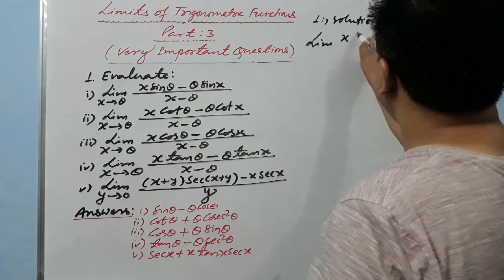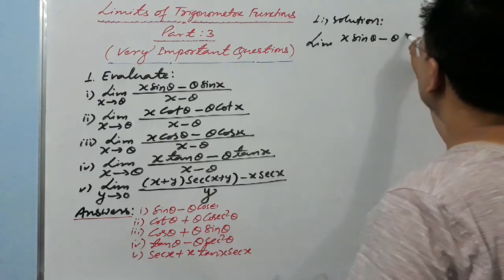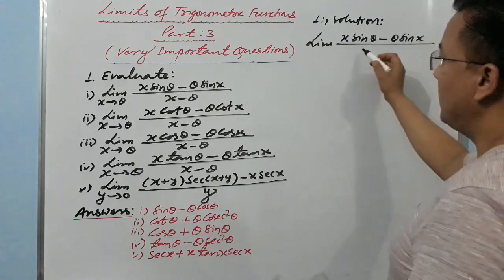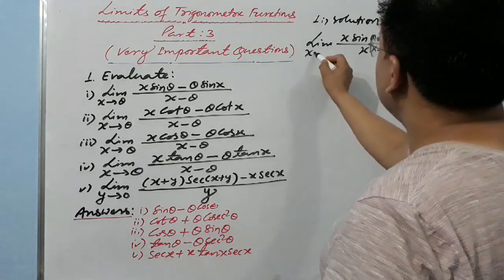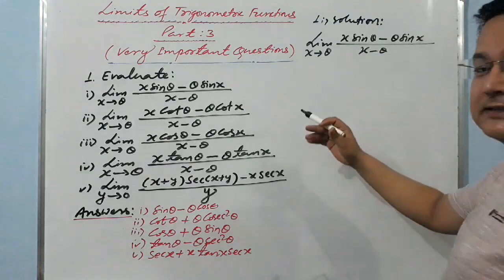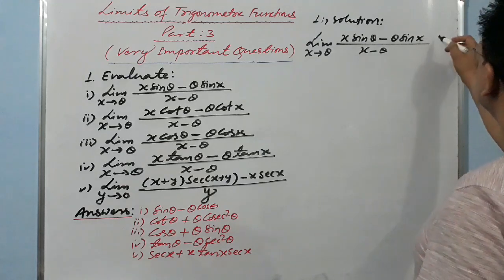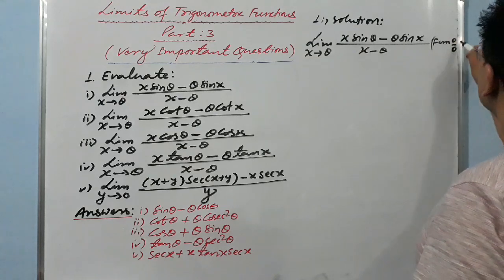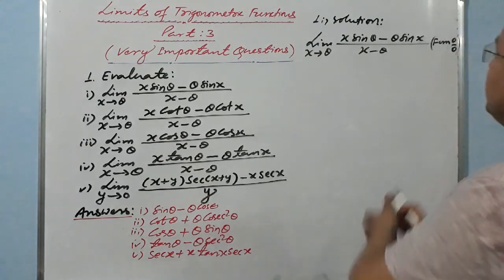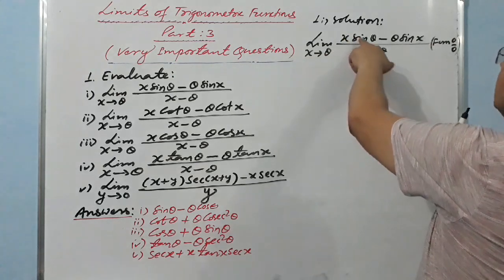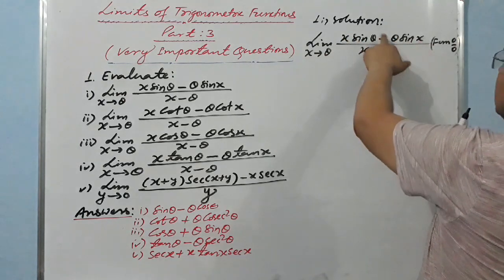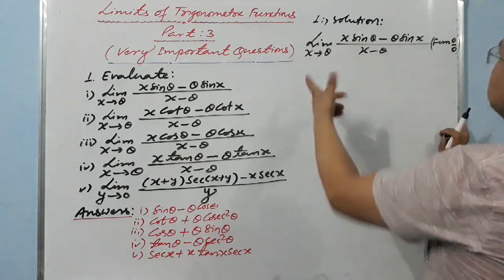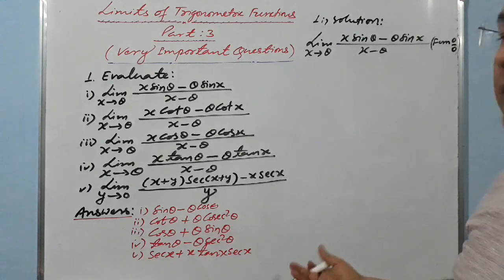Limit of x sin theta minus theta sin x over x minus theta, as x tends to theta. If you see very carefully, this is of the form 0 upon 0, because as x tends to theta, theta sin theta minus theta sin theta becomes 0, and x minus theta also becomes 0. So 0 upon 0.